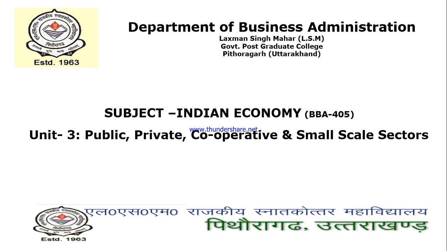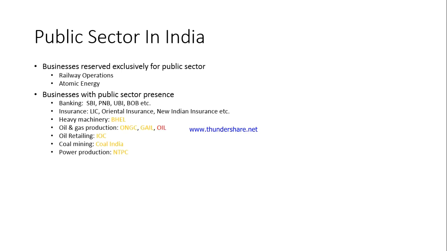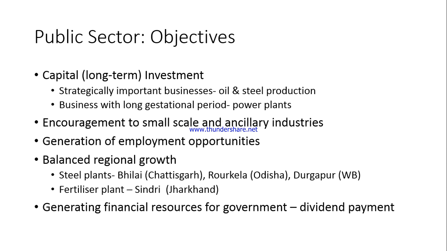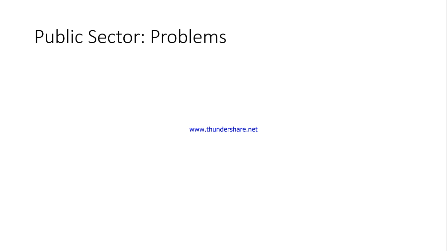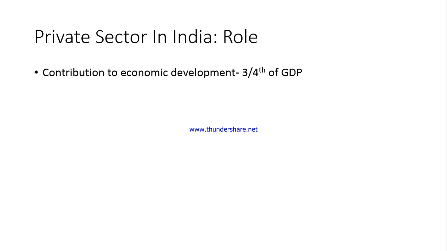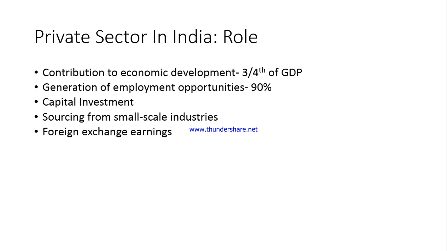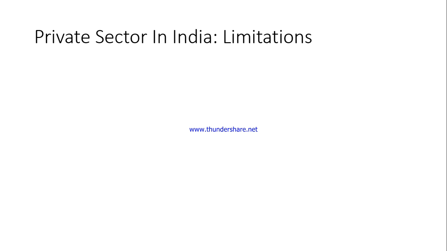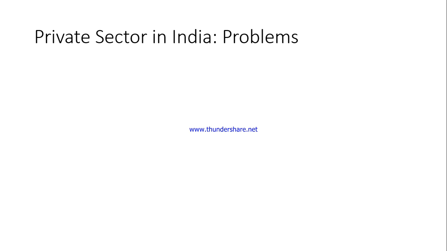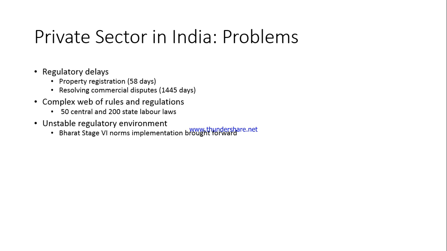Friends, in Indian Economy, in Unit 3, up till now we have discussed the public sector. We talked about the role it plays and the objectives it tries to meet. We also talked about the problems it faces. We talked about the private sector. We took up some examples as well, and we understood what role the private sector plays as far as the Indian economy is concerned. And we also talked about the limitations of the private sector in India and the problems that the private sector has to face.